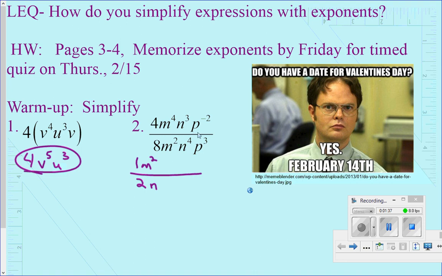Same thing with the p's. -2 minus 3 is -5. That means p to the 5th power belongs in the denominator. So that would be your final answer. In previous classes, that's probably what you said for your answer.